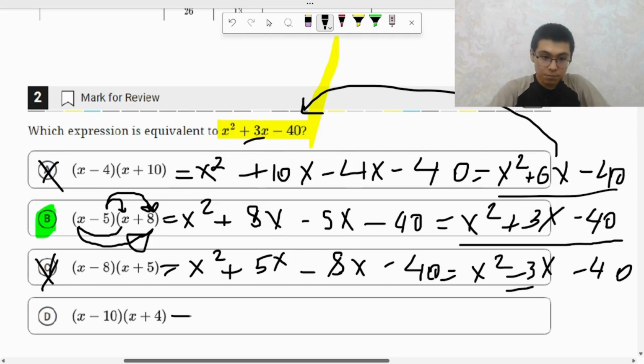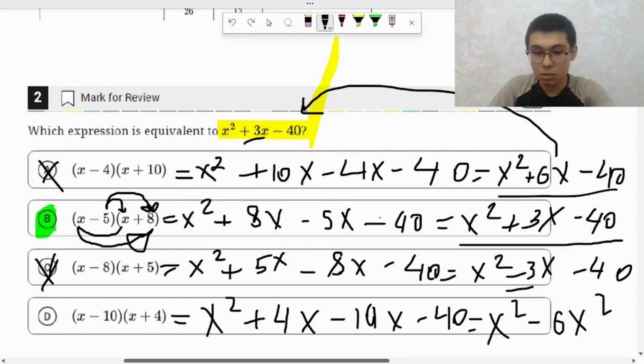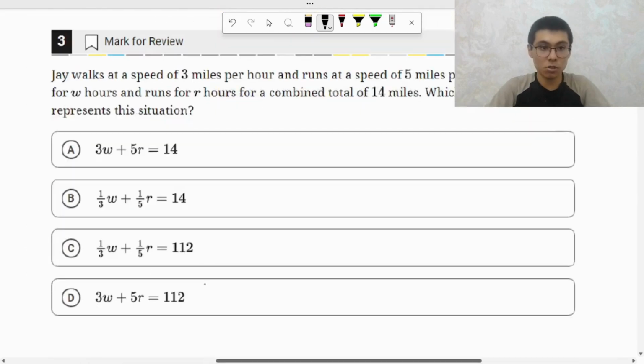Choice D, x squared plus 4x minus 10x minus 40. So this will equal x squared minus 6x minus 40. This is also not the same as the expression we have here. So D is also wrong. Let's move on to question number 3.